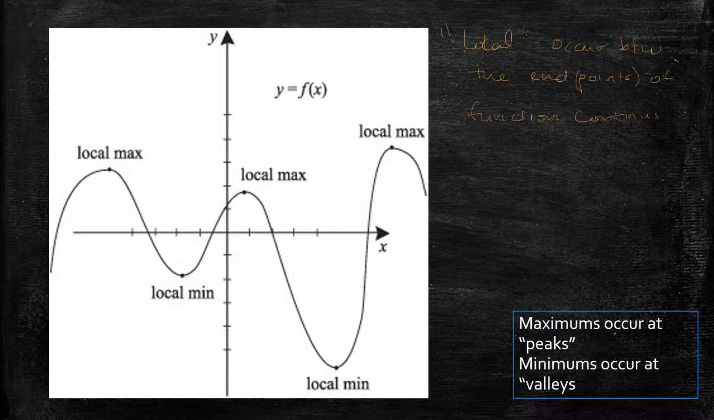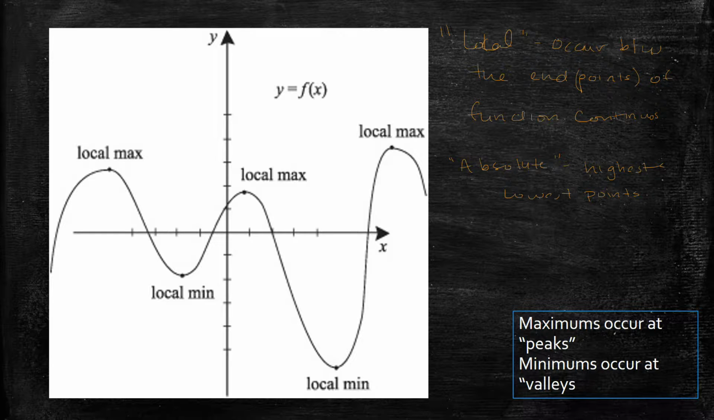If a function is not continuous, it will just have what are your absolute maximums or minimums. Okay, and these are your highest and lowest points on the function or on the graph.